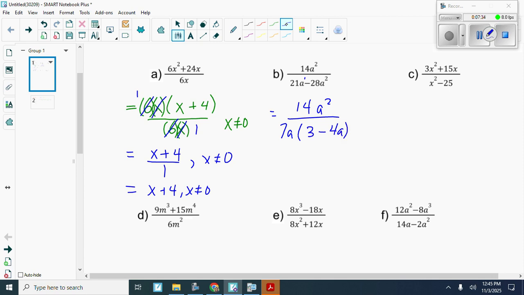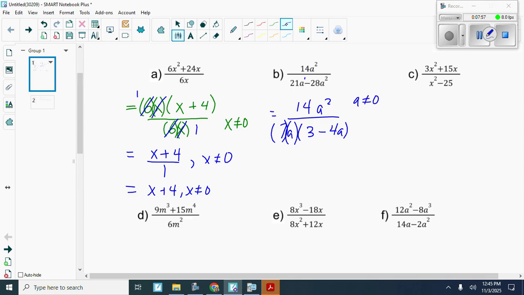So now we do our non-permissible values. Let's just look at this. I'm just breaking up my monomial and putting each term in brackets. Do we have any issue with the 7? No, so we don't have to do anything with the 7. How about the A? Yeah, A can't be 0.